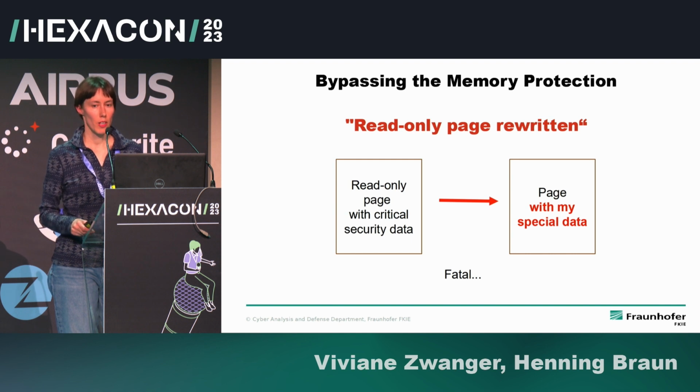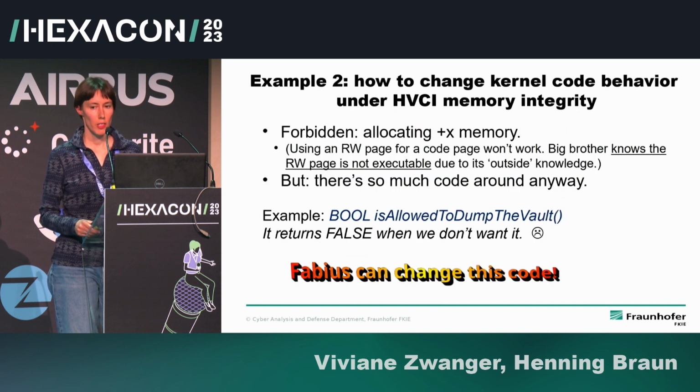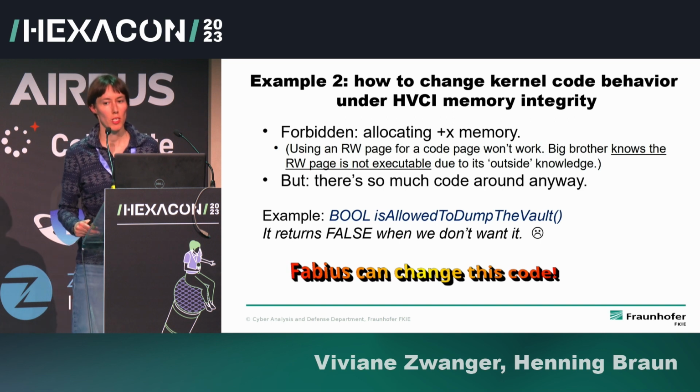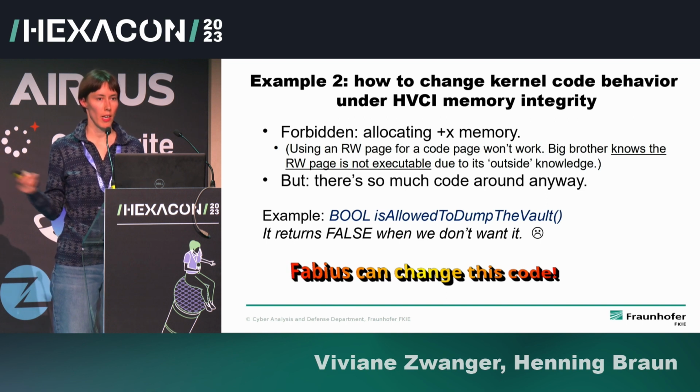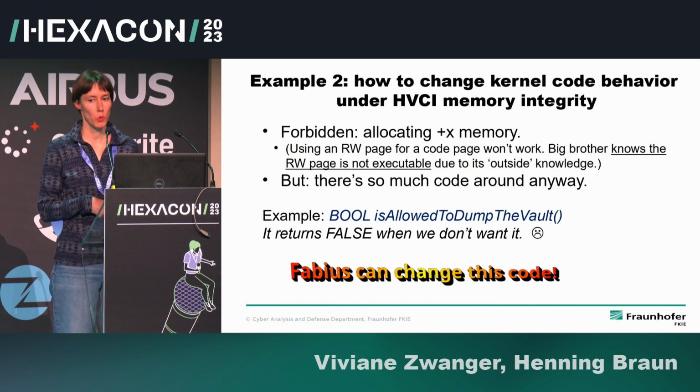Well, and we can do this in pretty much every situation. So we can change read-only pages with security critical data and modify them arbitrarily. In the demo, we did a slightly different thing. We exchanged a kernel mode routine. I personally think it's not that cool like the first example, but for this, we still have the second rule that forbids allocating executable memory, and we don't go against the rules.